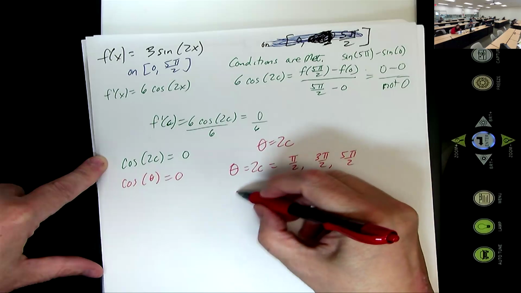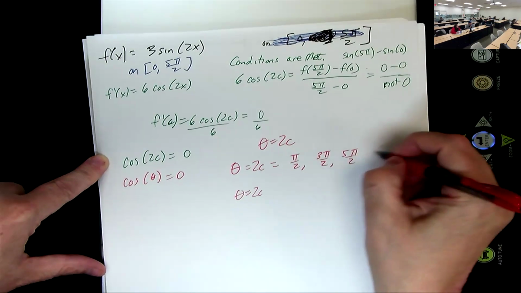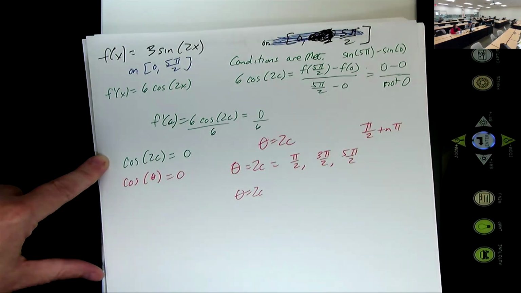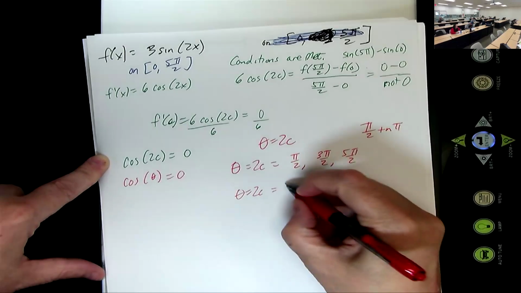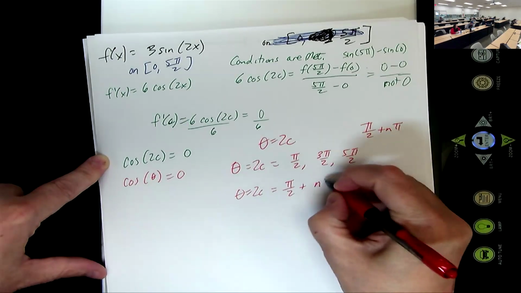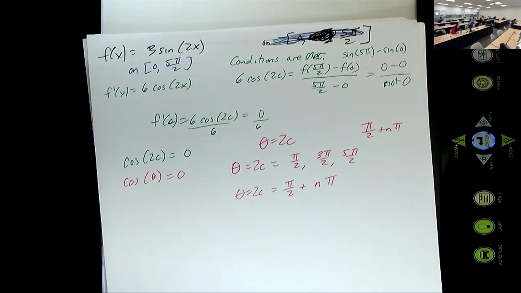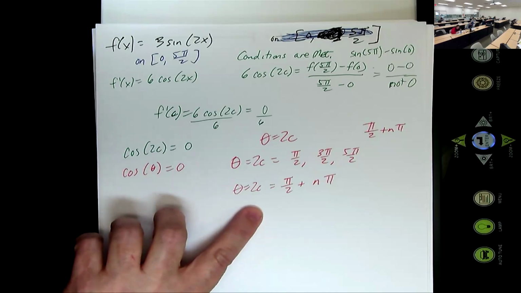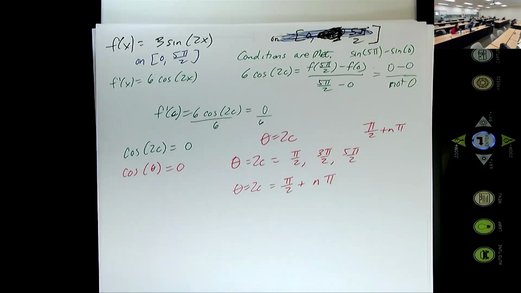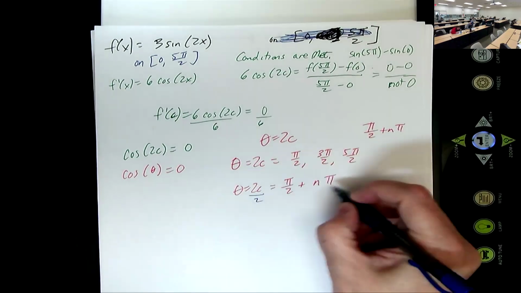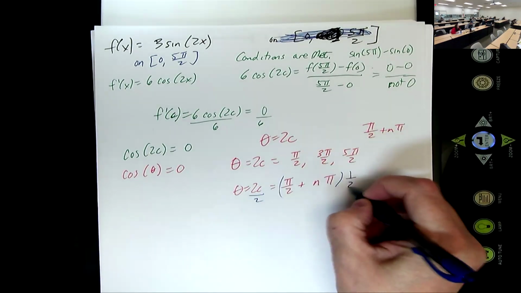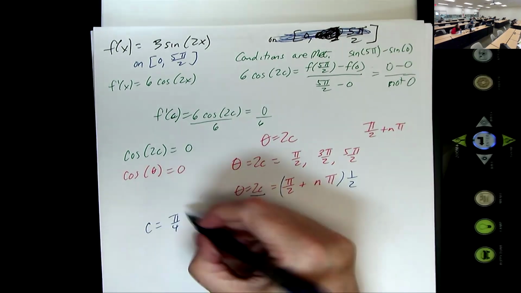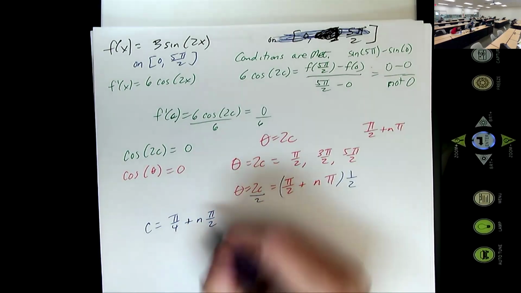Basically, every pi, this is pi over 2 plus n pi, multiples of pi. So 2c equals pi over 2 plus n pi. We didn't start with theta, so we don't want to end with theta. So we're going to use 2c. And we want c, so we're going to divide by 2 or multiply by 1/2. So we get c equals pi over 4 plus n times pi over 2.